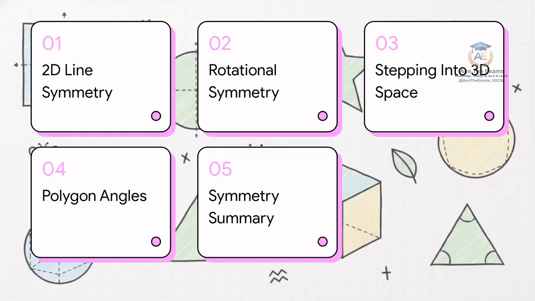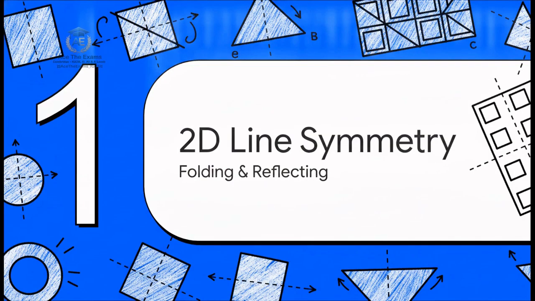Here is our game plan for today. 1. Mastering 2D line symmetry. 2. Understanding rotational symmetry. 3. Stepping into 3D space. 4. Calculating polygon angles. And 5. The ultimate symmetry summary. Let's kick things off with Section 1, Mastering 2D line symmetry.